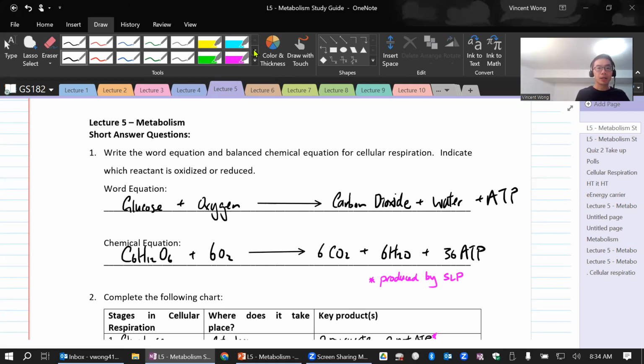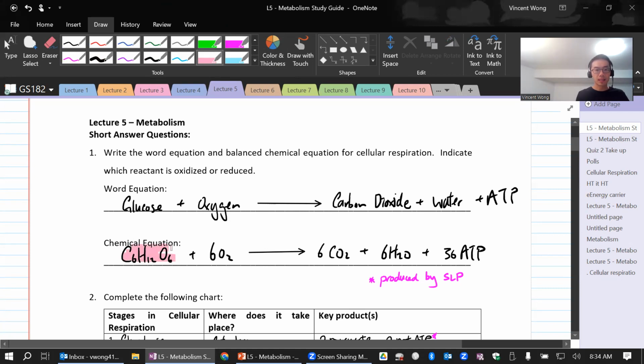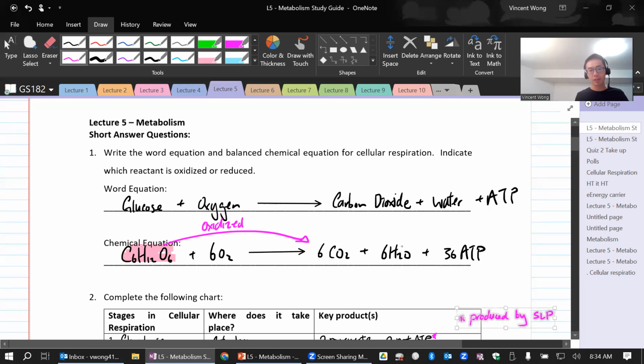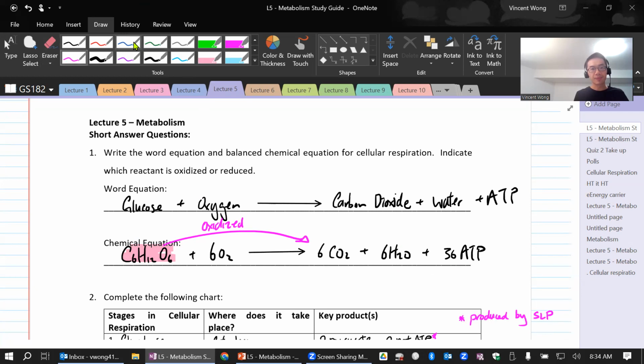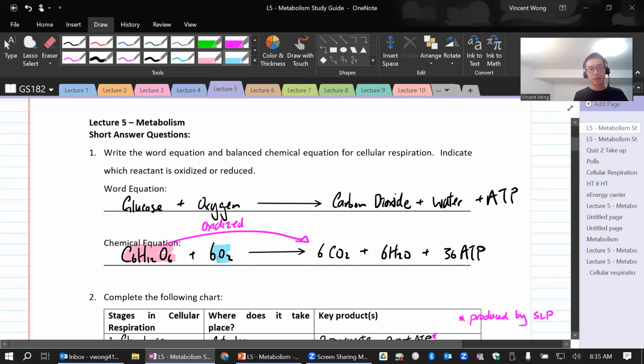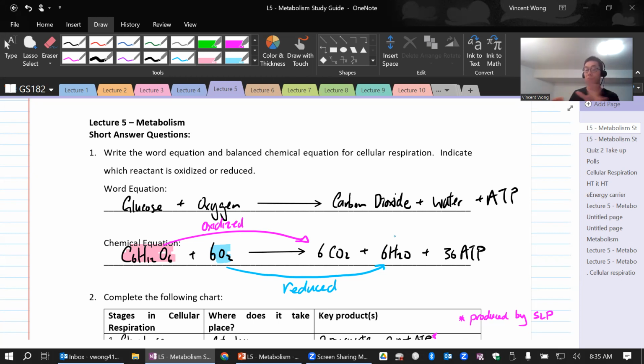And you should know by now that the glucose is the one that is going to be oxidized. This thing is for the chart below. I'm going to just move it there so there's no confusion. That's the one that is going to be oxidized, and the oxygen is the one that is going to be reduced. So what that means is we are removing electrons from glucose, and we continuously harness energy from glucose.